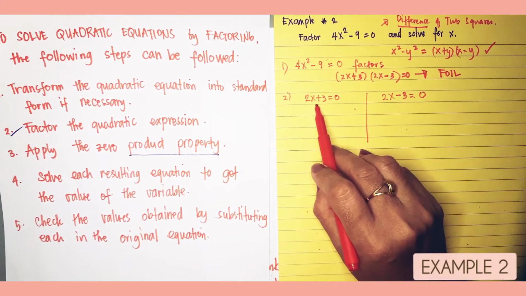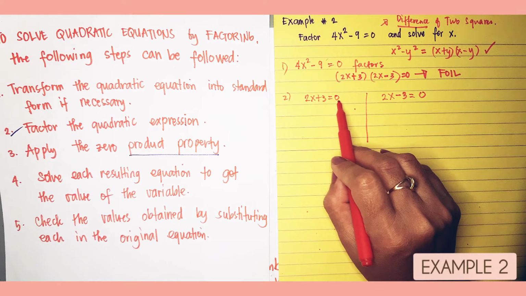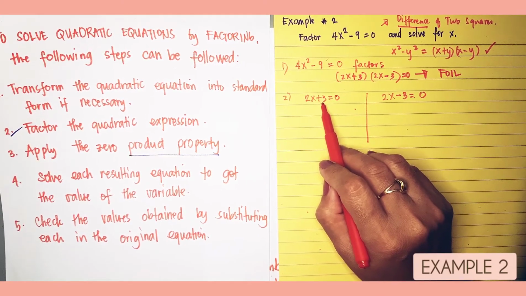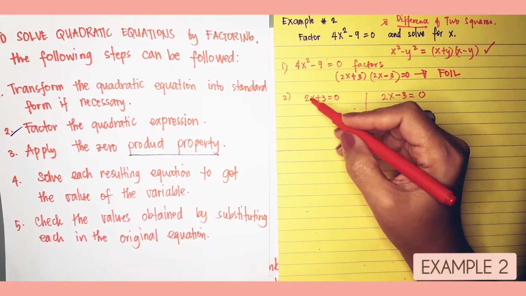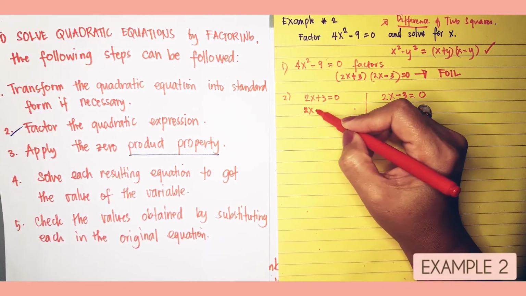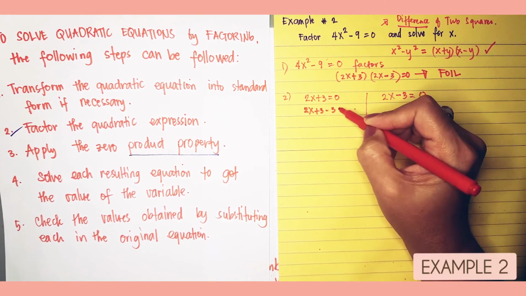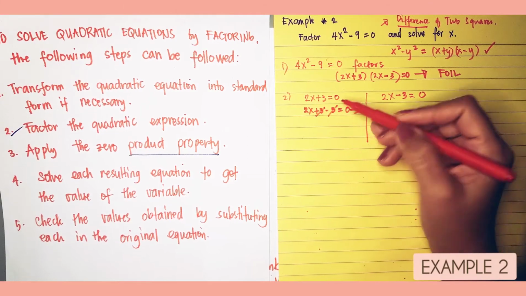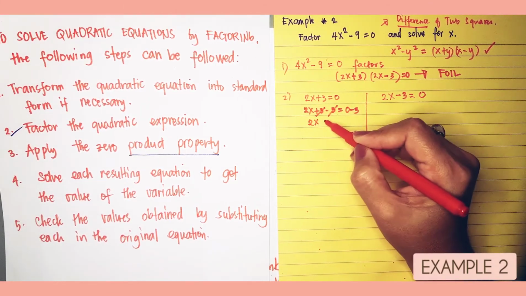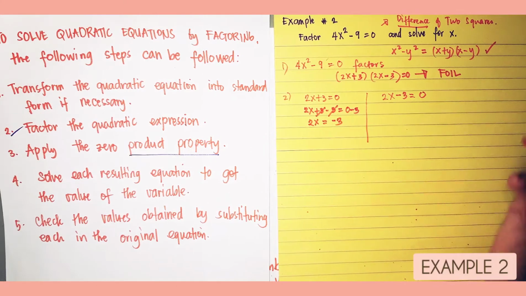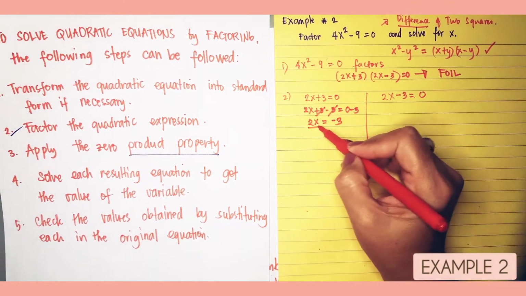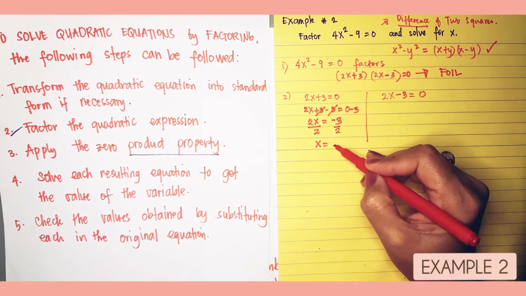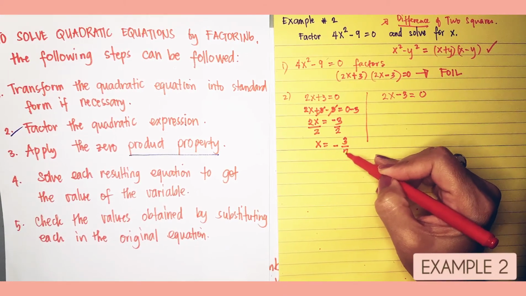So simplifying 2x plus 3 equals 0, we simply have to add negative 3 on both sides of the equation. So this becomes 2x plus 3 minus 3 equals 0 minus 3. So this is 2x equals negative 3. Divide it by 2. So your first value of x is equal to negative 3 halves.